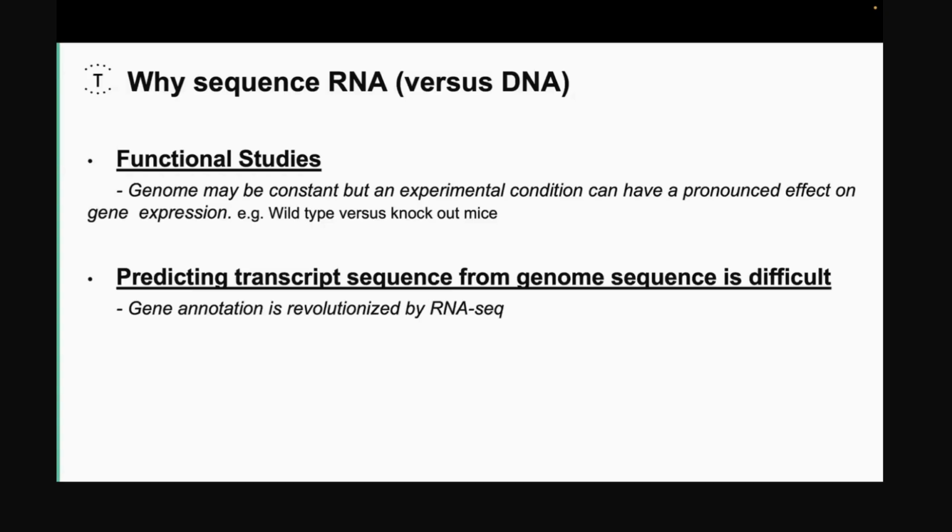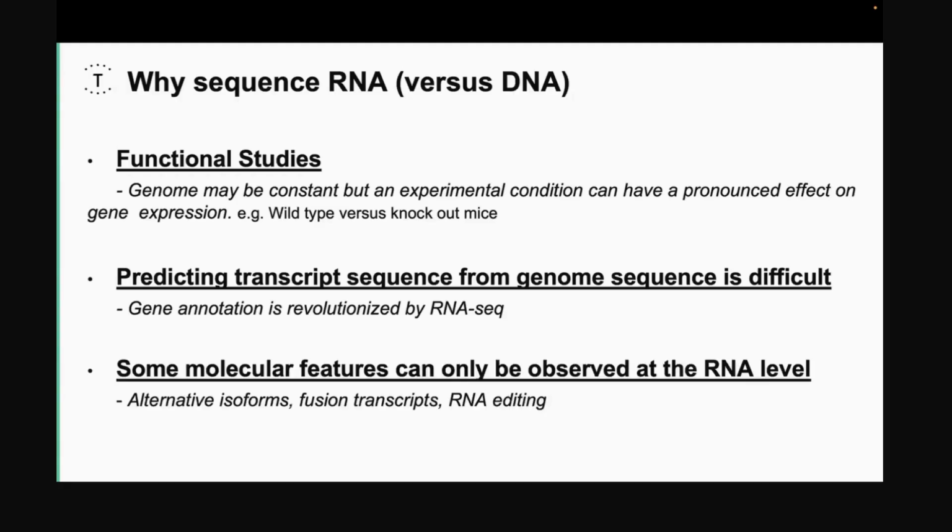Secondly, RNA-seq is very important for predicting transcript sequence from genome sequence, which is difficult. Especially gene annotation is revolutionized by RNA sequencing. Last but not least, some molecular features can only be observed at the RNA level, for example, alternative isoforms, fusion transcripts, and RNA editing.